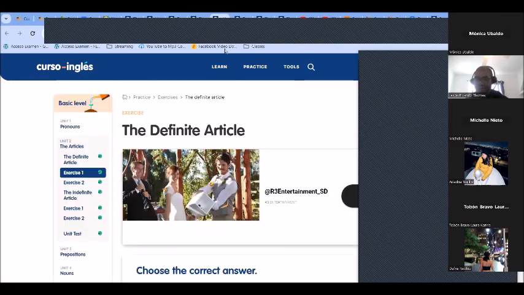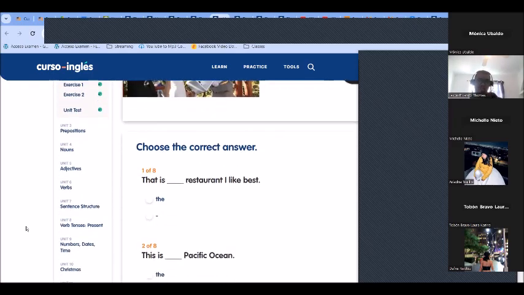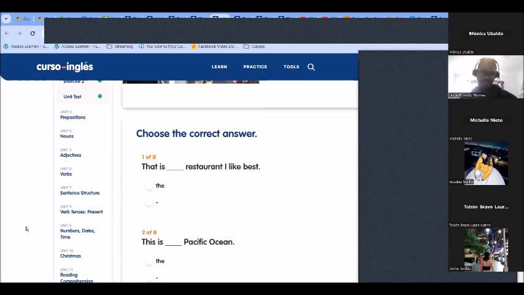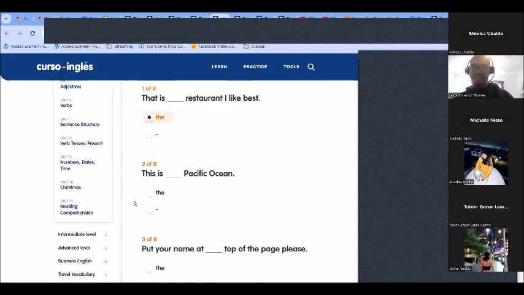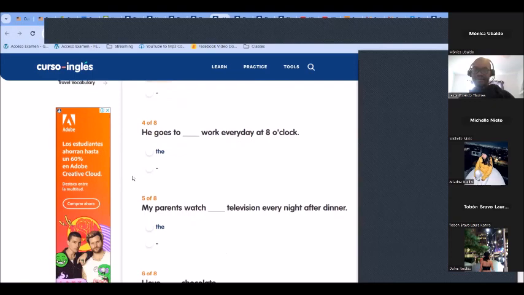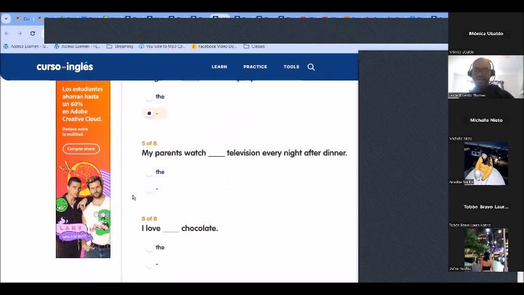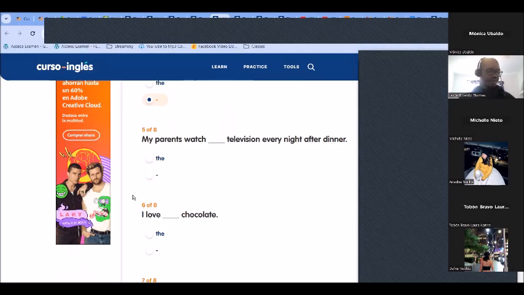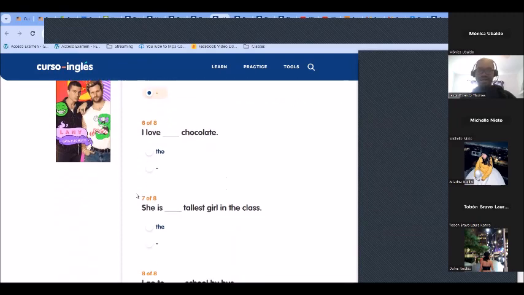All right, let's continue with some more practice. All right, Michelle, this one starts with you. That is the restaurant I like best. Good. Ariadna, number two. This is the Pacific Ocean. Correct. Make sure nobody's stuck in the room. Good, good, good. Laura, Karina. Put your name at the top of the page, please. Correct. Daphne, number four. He goes to work every day at 8 o'clock. Perfect. Number five, Gabriel. My parents watch television every night after dinner. Good job. Carla, number six.